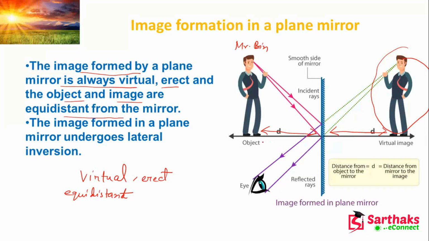That means if you are standing at a distance d from this mirror, then the image will be formed at a distance d from the mirror. So they are equidistant. This is the real person and this is the image of Mr. Bean. Okay. So these two will be at the same distance.